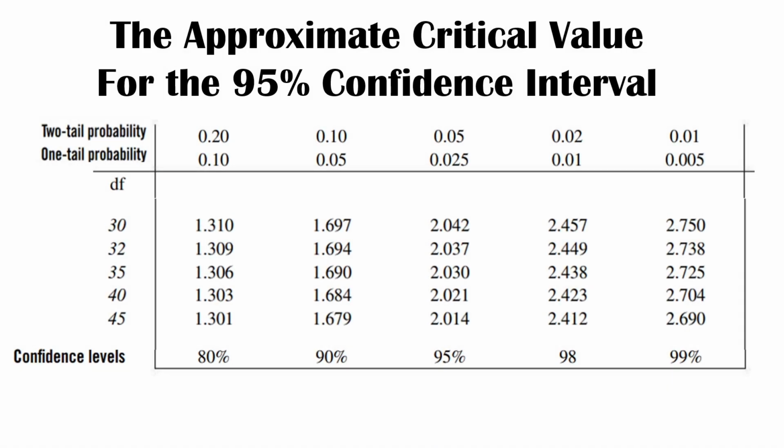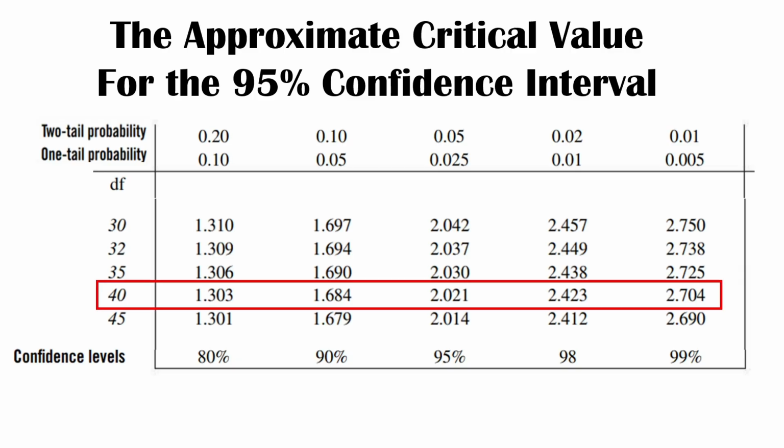So now we need to approximate the critical value for the 95% interval. We have 44 degrees of freedom, so the best we can do is approximate using 40 degrees of freedom, and for a 95% interval, the critical value is 2.021.